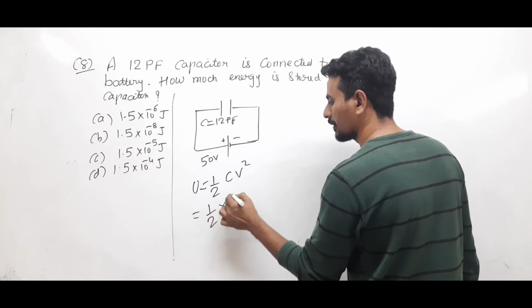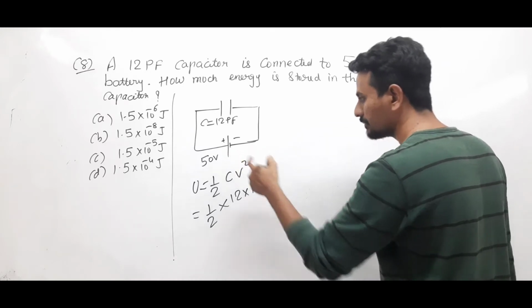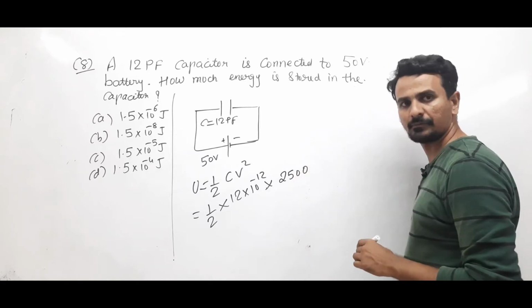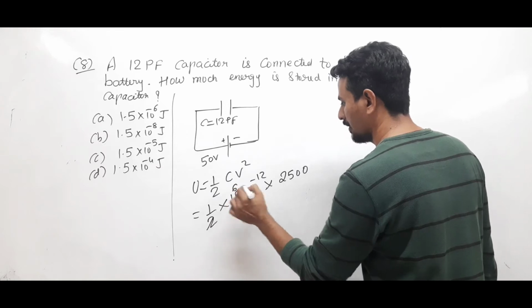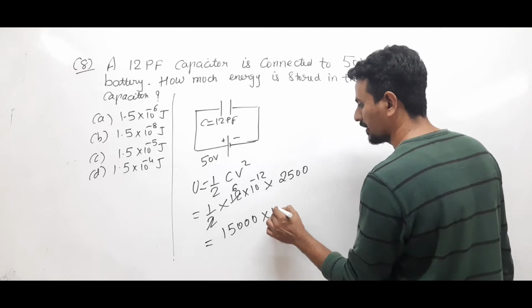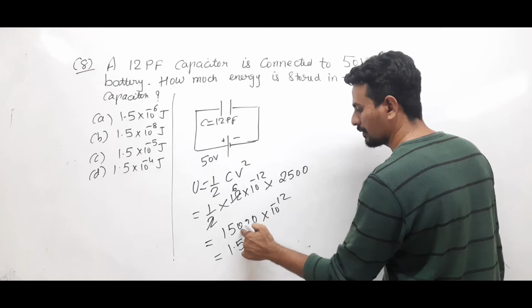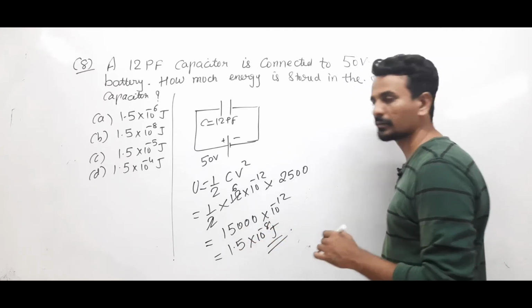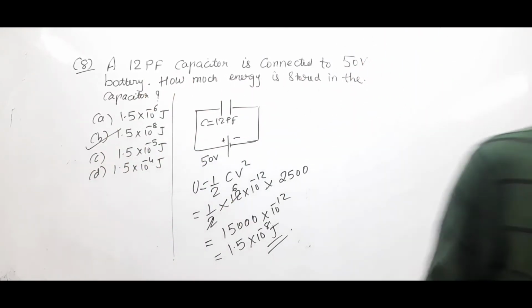So half into 12 into 10 raised to minus 12 picofarad, into voltage 50 squared. So it will be 2500, right? Okay. So this will be 1.5 into 10 raised to minus 8 joule. That means this is your option. Clear? Then the next one.